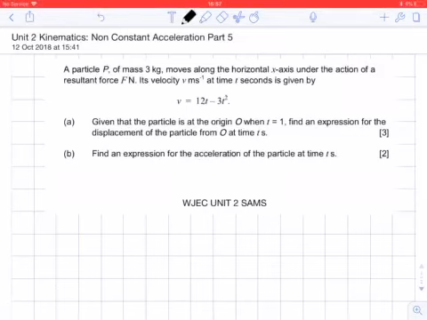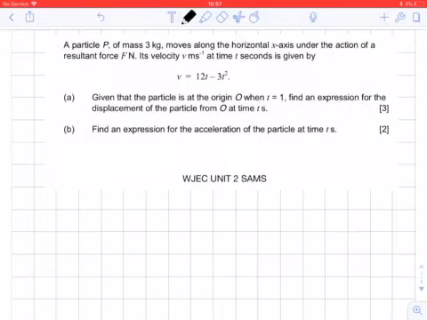In this video we're going to look at the SAMS paper question that we will likely review as a revision as well later in the course. A particle P of mass 3 kilos moves along a horizontal x-axis under the action of a resultant force F. Its velocity v at time t seconds is given by v equals 12t minus 3t squared. Now it's normally in these questions that you'll either do differentiation, integration or both.